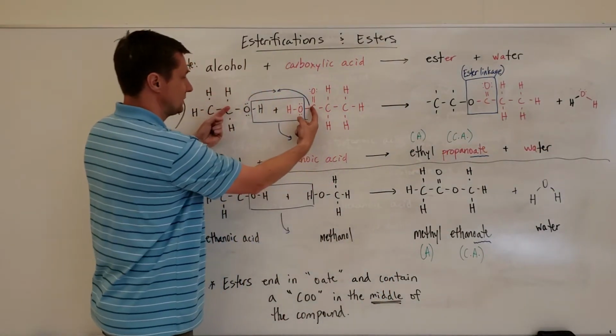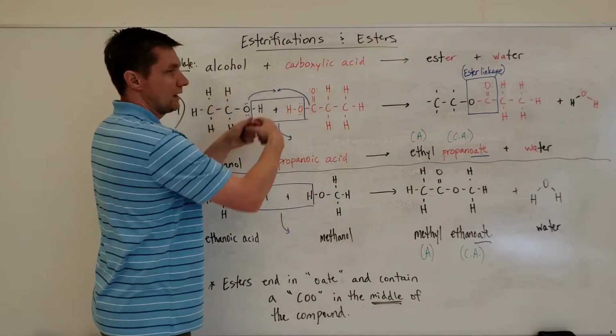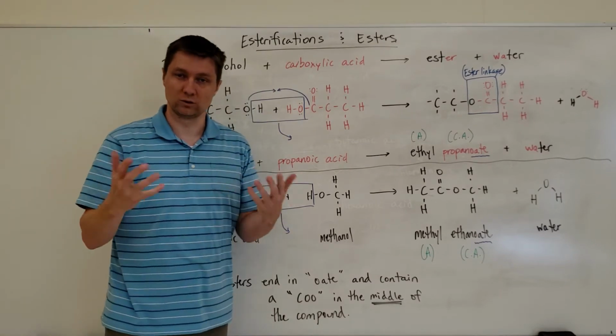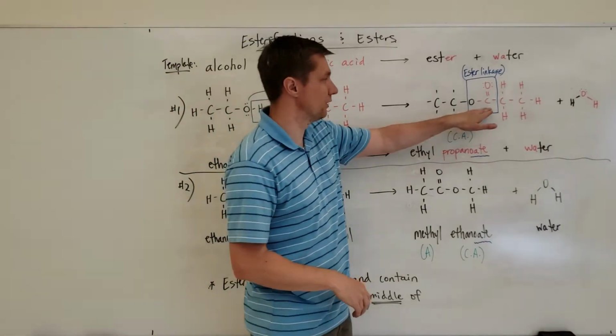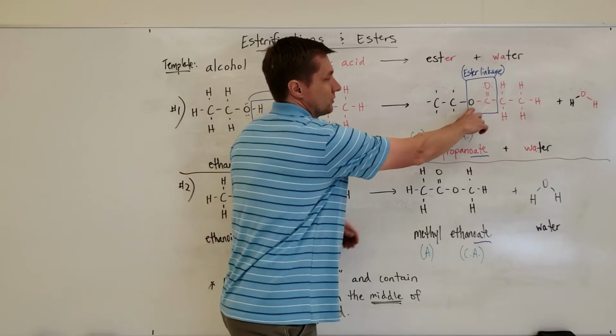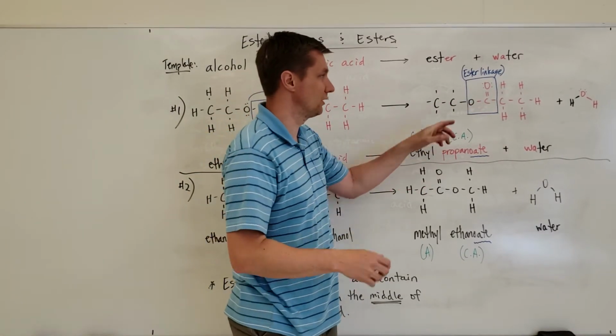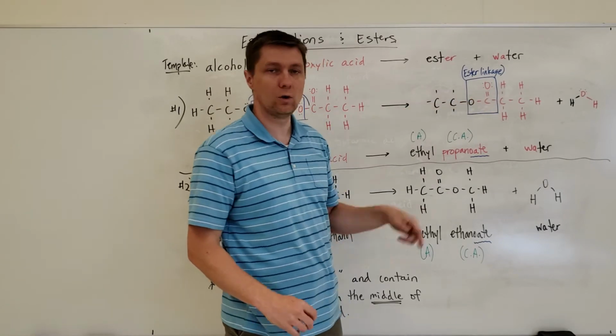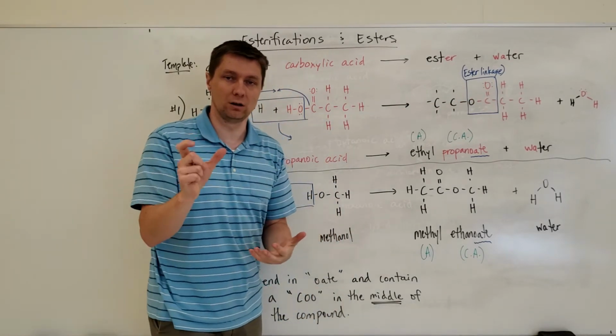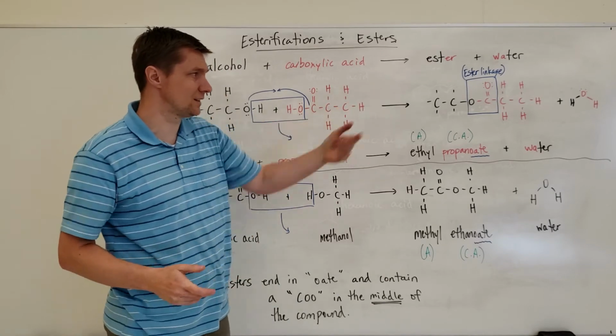Then these two ends connect up together to form what's called the ester linkage. And you can see that over here as well. This carbon and this oxygen have come together to form the ester linkage. Now the ester linkage is this COO, and it always occurs in the middle of the molecule. And that's it, that's my ester.